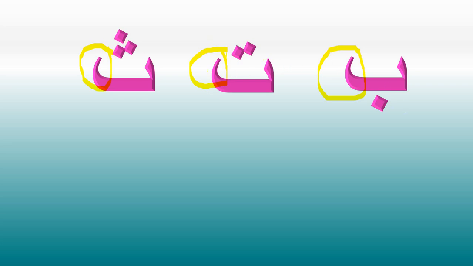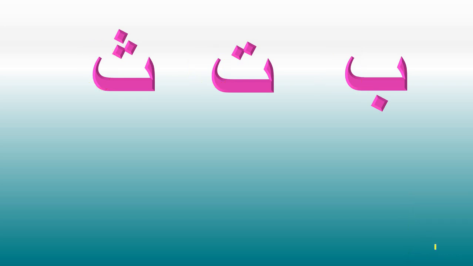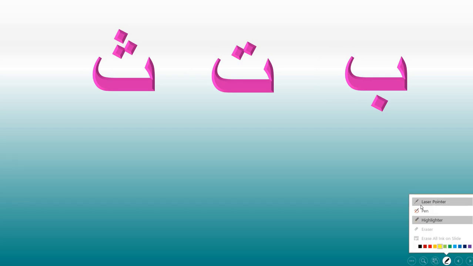That's why I said you have to remember the place and the number of dots of each letter. Practice more and more until you master it, because you will find it easier later when you begin to read, and you will not forget them, inshallah. Let's see how we can find ba, ta, tha in words, and how can we recognize them.